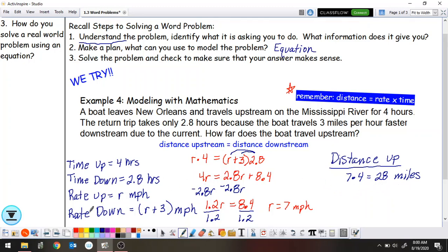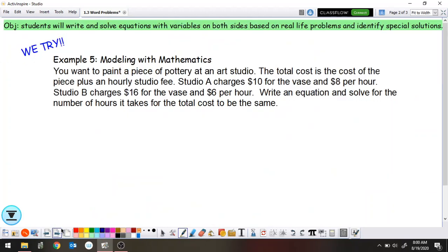Let's take a look at another problem. In this problem, you want to paint a piece of pottery at an art studio. The total cost is the cost of the piece plus an hourly studio fee. So you're going to look at two studios. Studio A charges $10 for the vase and $8 per hour.